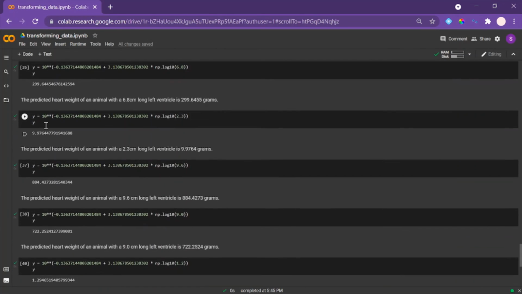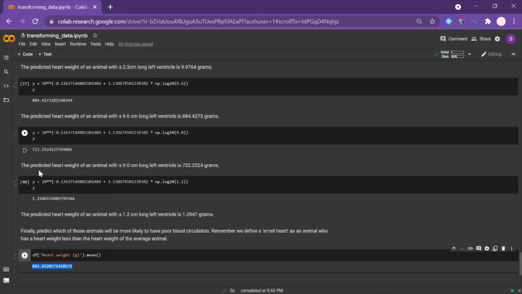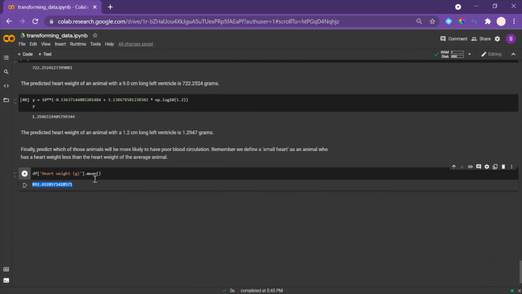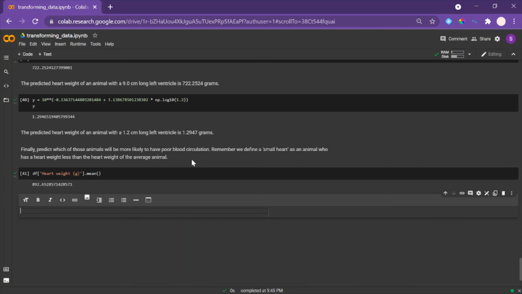The second one also is yes. Third one is yes. Fourth one is yes. Fifth one is actually yes also. So our conclusion is that all of the 5 animals have small hearts and are more likely to have poor blood circulation.